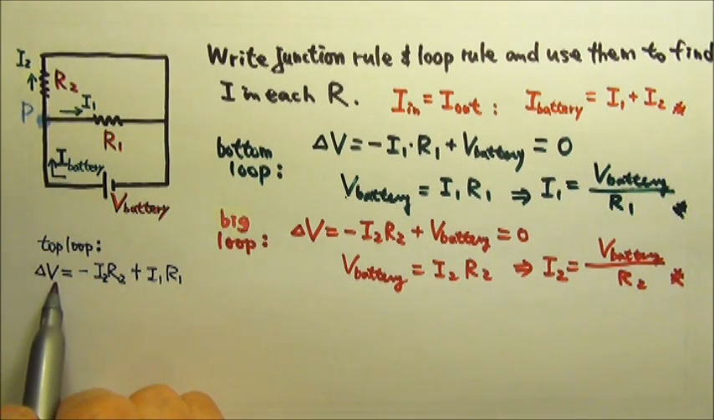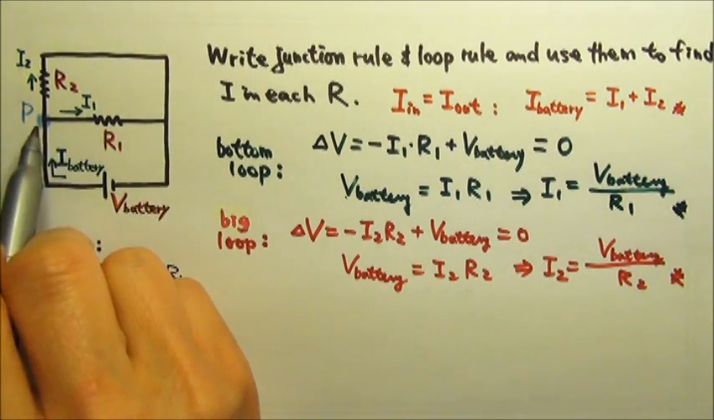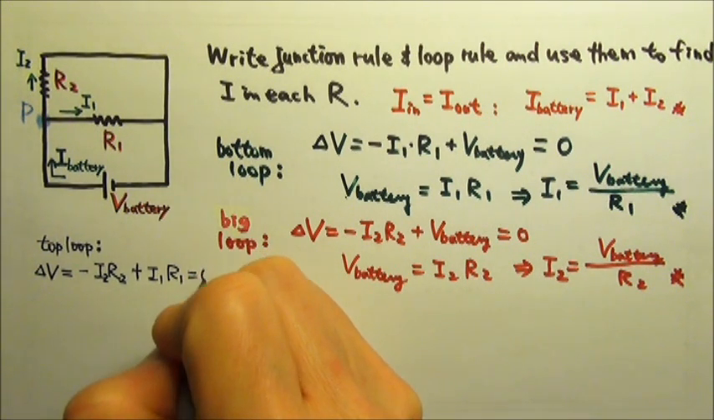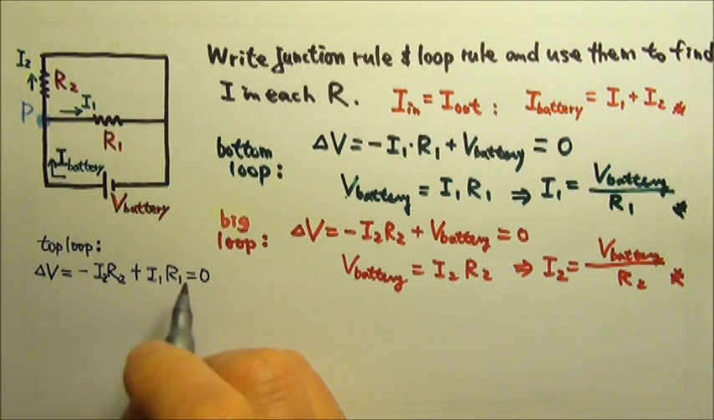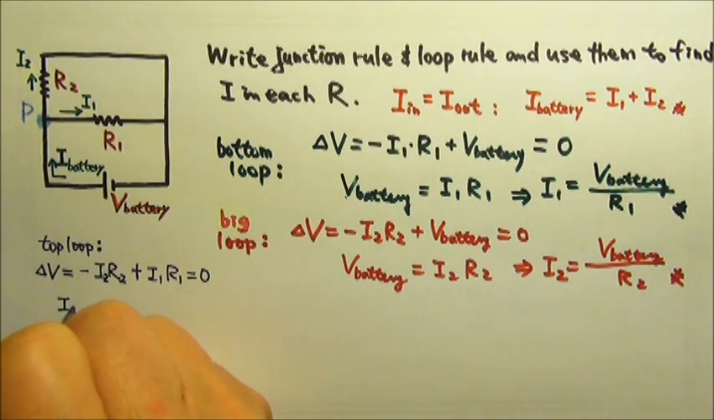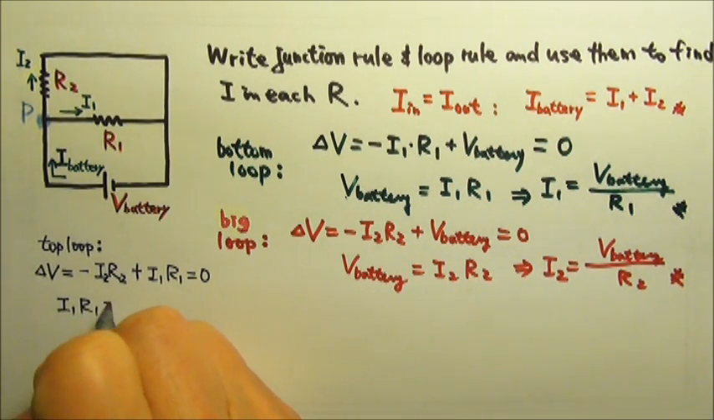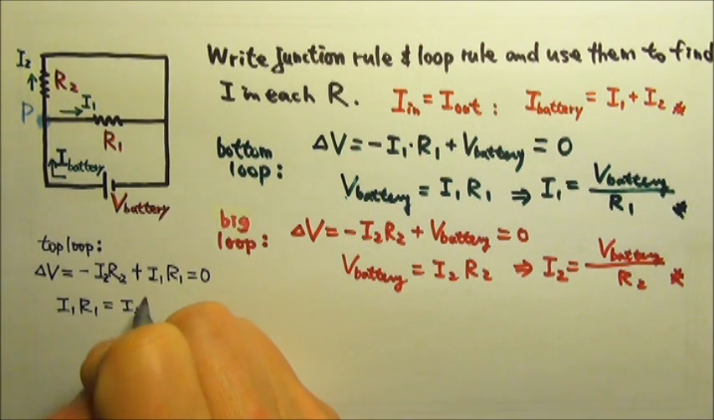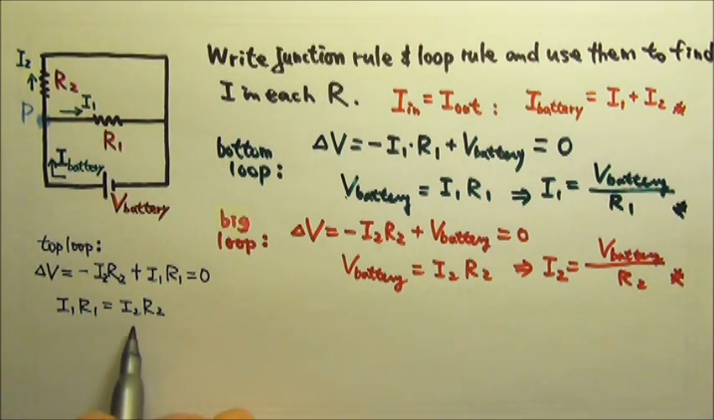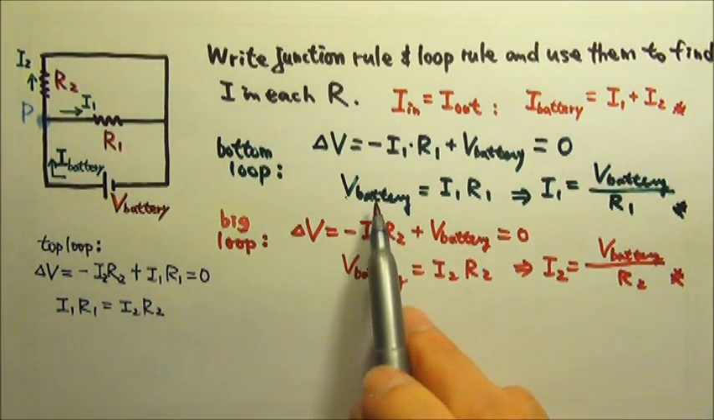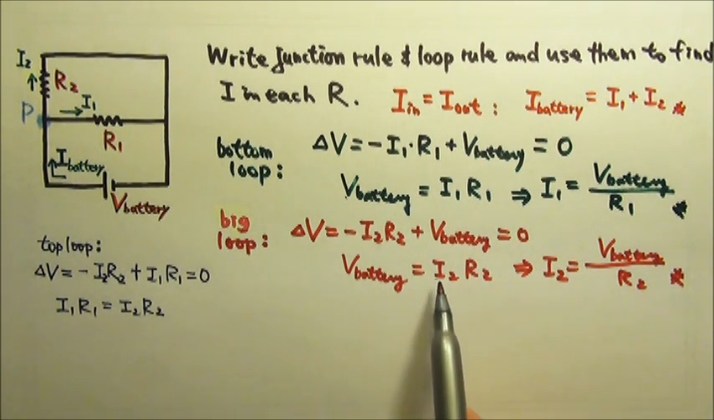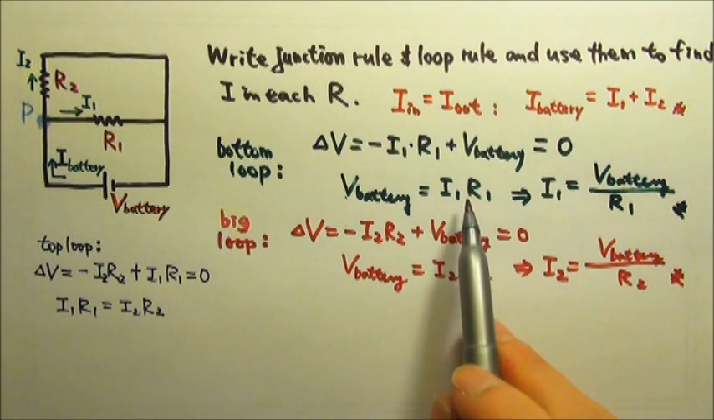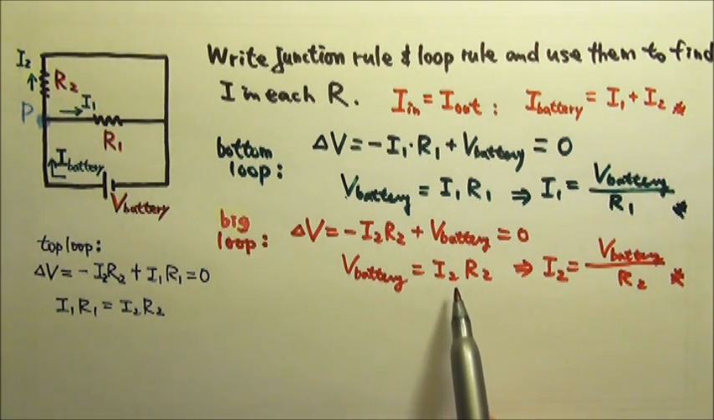So the total delta V for the closed loop should equal 0. Which means if I move this term to the other side, it's I1 R1 equals I2 R2, which is redundant because over here we know the voltage provided by the battery is I1 R1 and it is also I2 R2, which means that they are equal.